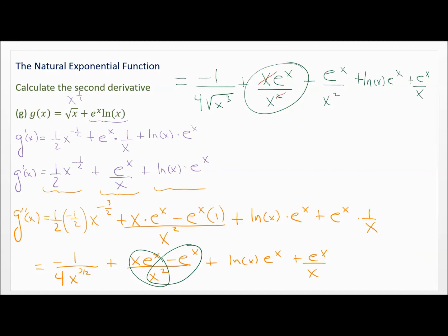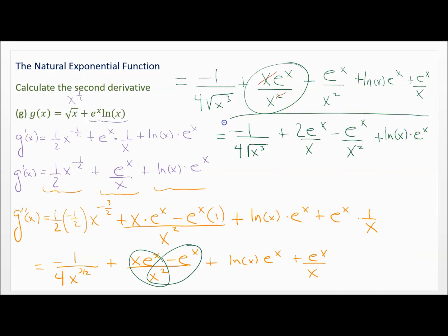So final result, probably as good as it gets, is negative 1 over 4 square root of x to the 3rd. And then this e to the x over x plus this e to the x over x is going to be plus 2 e to the x over x minus e to the x over x squared plus natural log of x times e to the x. There is your second derivative.